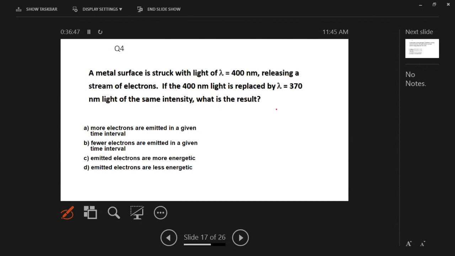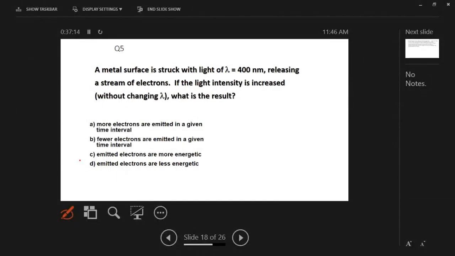So when there is a collision between a photon and one electron, more energy is captured by the electron, and since the amount of binding energy for each electron is constant, but it has more energy now, the electrons that are emitted are going to be more energetic. So the correct choice is going to be C.